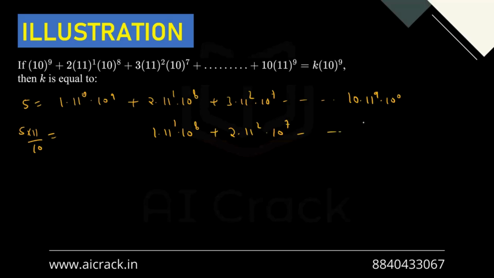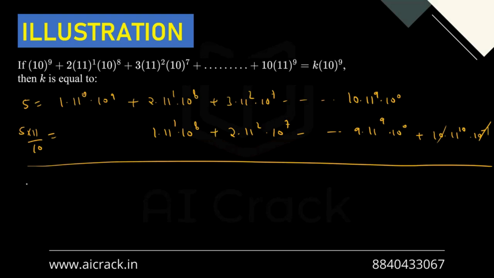The N minus 1 term, basically the ninth term, would be 9 dot 11 is power 9 dot 10 is power 0, and the last term would be 10 dot 11 is power 10 dot 10 is power minus 1. Now this and this get cancelled out, right? Now we subtract both of them, we'll be getting minus S by 10, right?